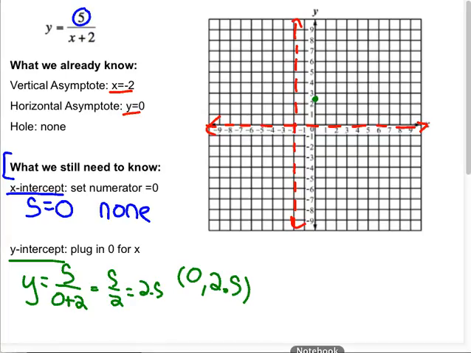I know I have a branch in this quadrant, and I know I have a branch down in this quadrant. And that is what your graph looks like. So it's really not as daunting as it seems. You just have to know each piece to get each step along the way.